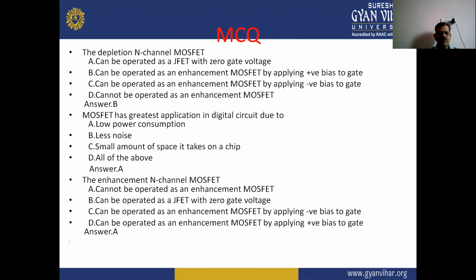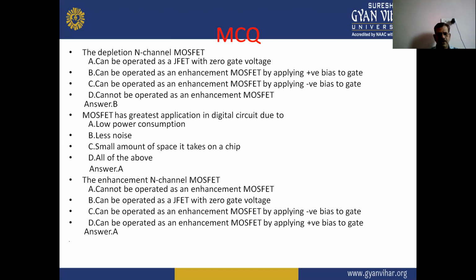Next question: the MOSFET has greatest application in digital circuits due to option A, less power consumption, option B, less noise, option C, small amount of space taken on a chip, and option D, all of the above. So here the correct option is A, that is, the MOSFET has greatest application in digital circuits due to low power consumption.